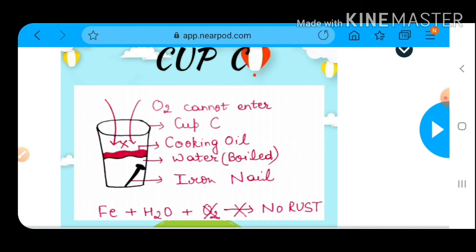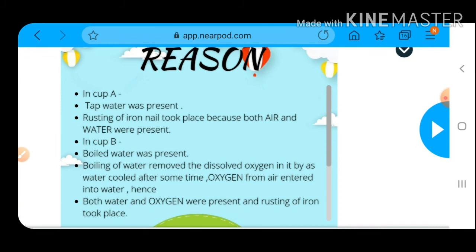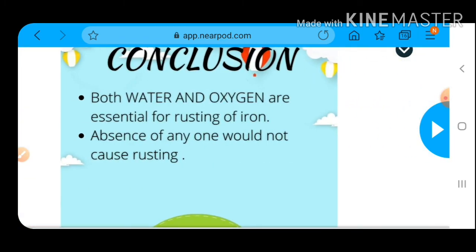Therefore, we saw, children, that the iron nail kept in cup C did not rust because oxygen was not there. H2O was there but oxygen was not there. Therefore, through this activity we learn that both water and oxygen are essential for rusting. Absence of any one would not cause rusting. If one condition is not there, then rusting would not take place. Therefore, through this activity we prove that the presence of both water and oxygen is essential for rusting of iron to take place.